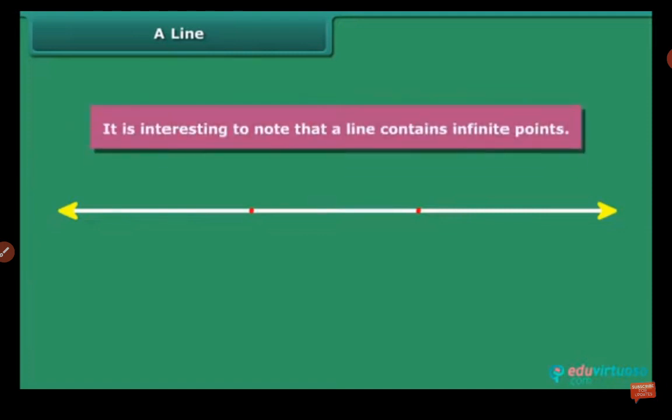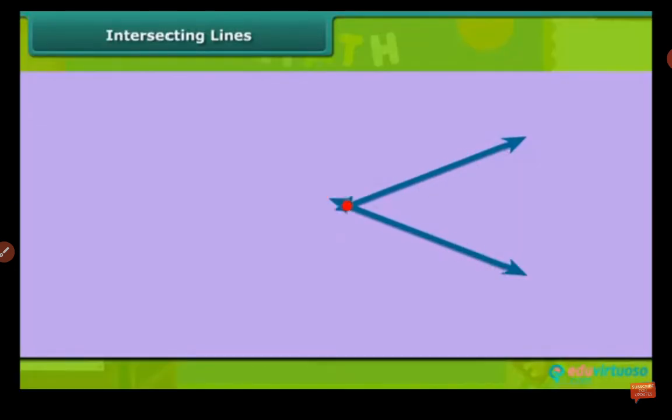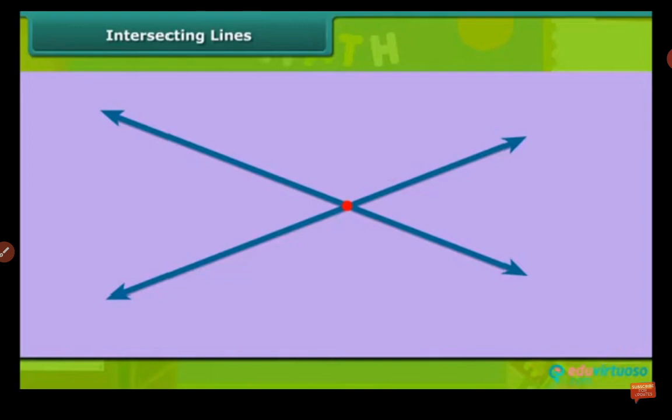We can represent a line or line segment by 2 points. It is interesting to note that a line contains infinite points. Look at the figure. When two lines pass through a single point, we call them intersecting lines.